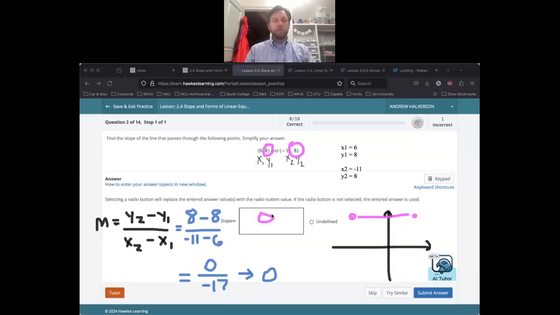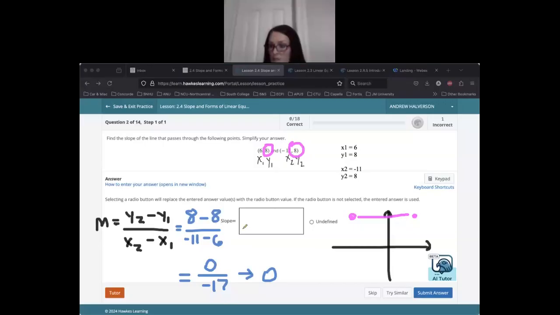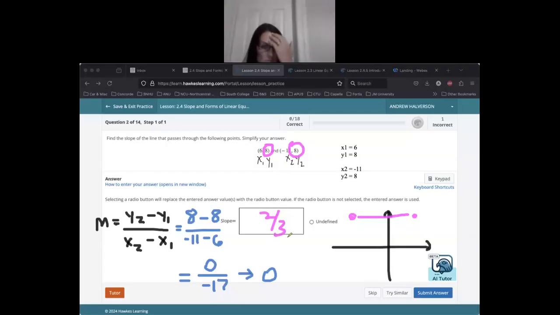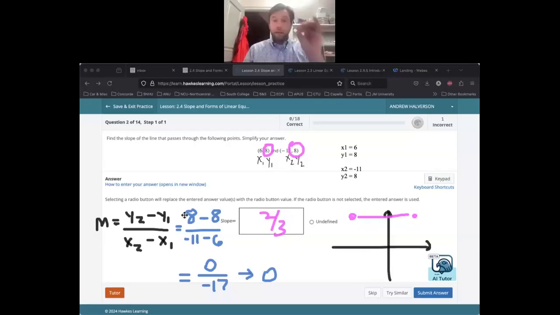So let's just say it was 2/3, or negative 4/5. You would write it as a fraction. 0 is fine. You would want to write it as 0. But if it's a fraction like this, that's sometimes what you're going to see.